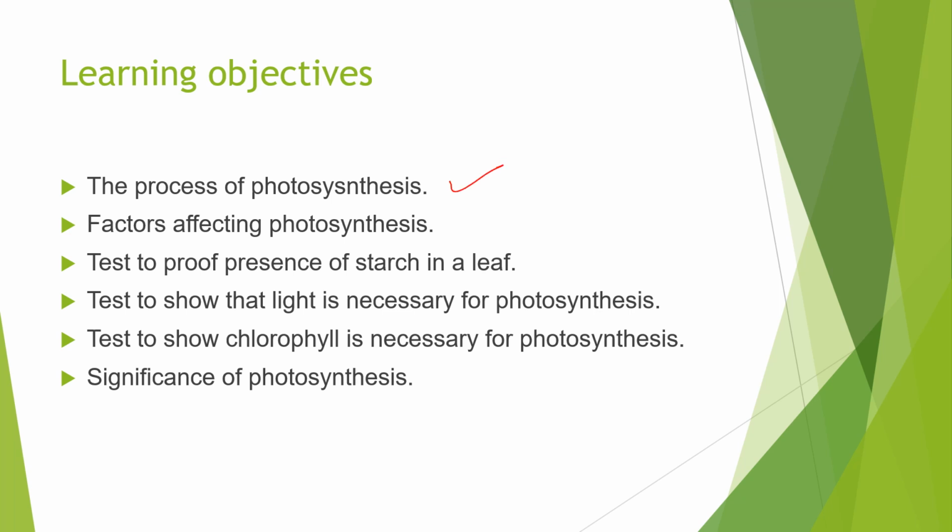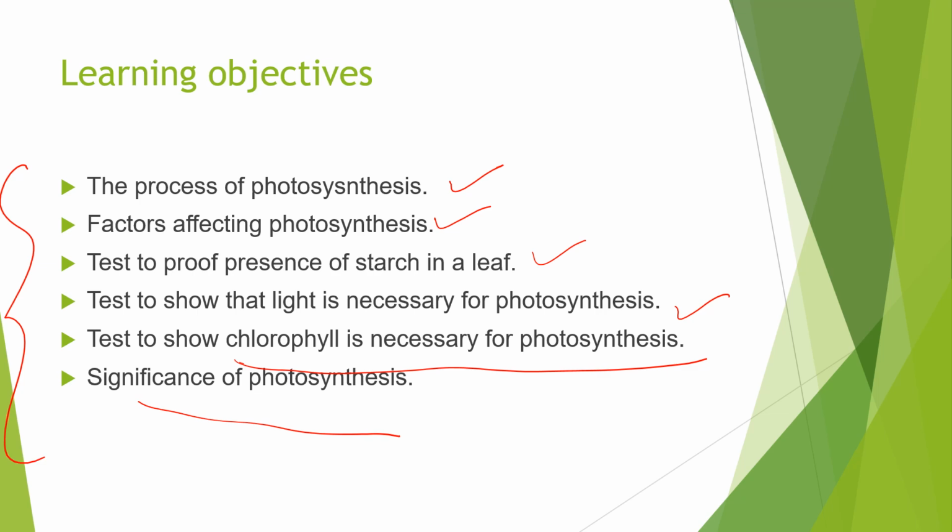So: process, factors affecting photosynthesis, test to prove the presence of starch in a leaf, test to show that light is necessary for photosynthesis, show that chlorophyll is necessary for photosynthesis, and significance of photosynthesis. Is it clear? Now let's move on.